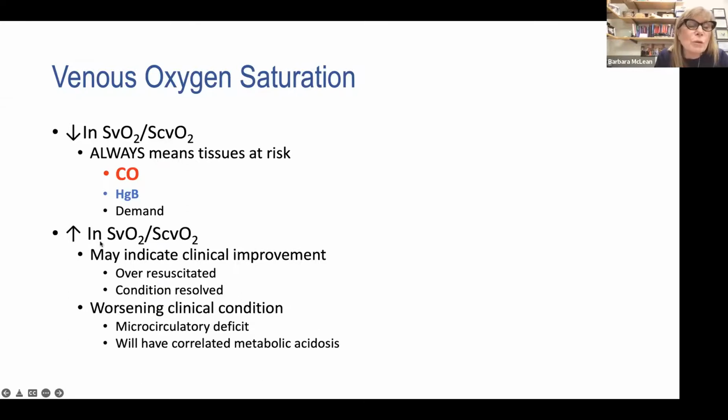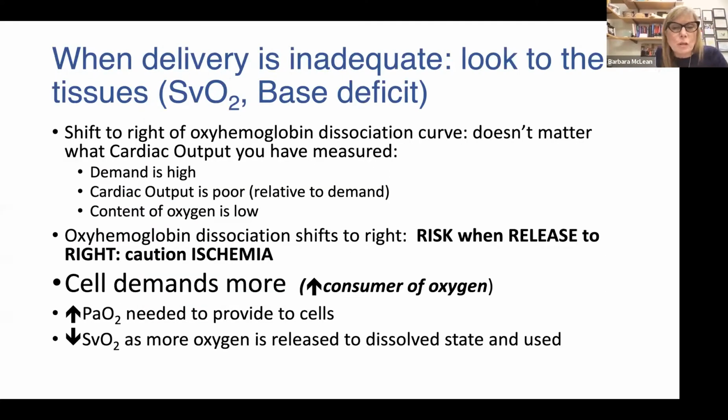If my SvO2 is normal or elevated, it may mean my patient's doing great. Maybe I over-resuscitate him. Maybe his condition resolved, and how happy are we with that? But we can't know this without also correlating metabolic acid levels. So it can also mean, when I have an increase in SvO2, that I've got a worsening clinical condition. I have a microcirculatory deficit. I've got to correlate that to metabolic acidosis.